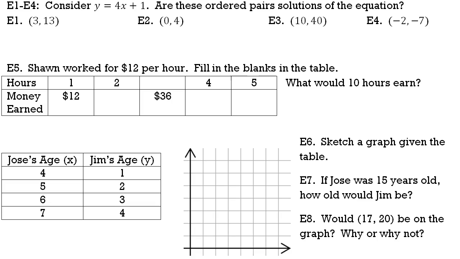We're going to go through tables and graphs, and part of this means we have to start adding in x and y to our equations. That's actually how we're going to start this off. Consider y equals 4x plus 1. Are these ordered pair solutions?